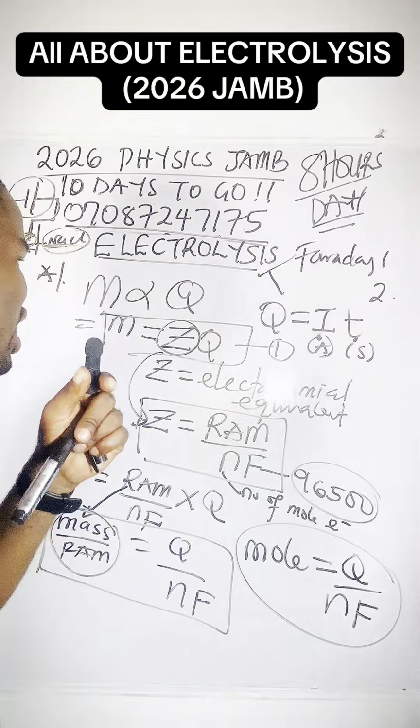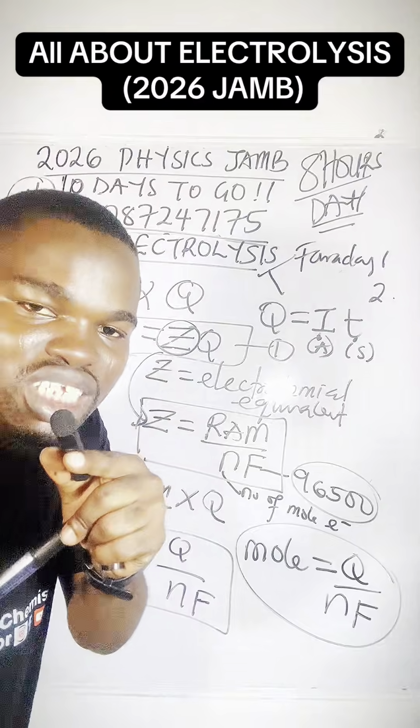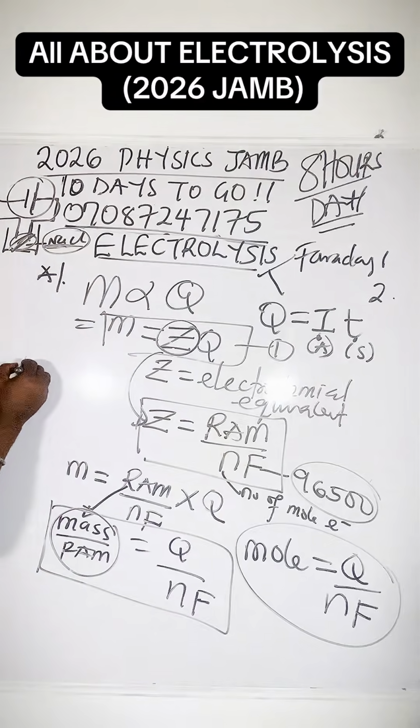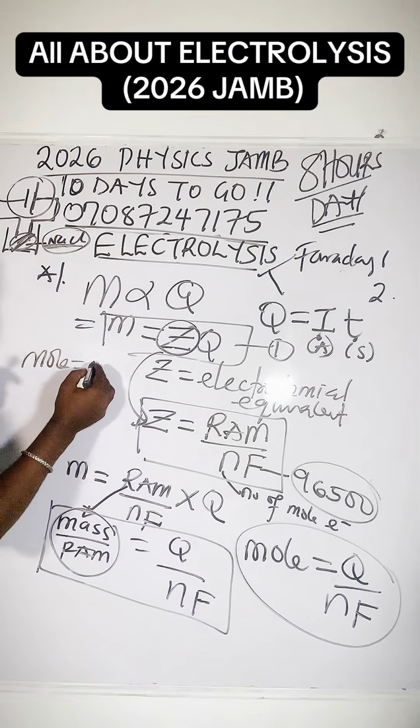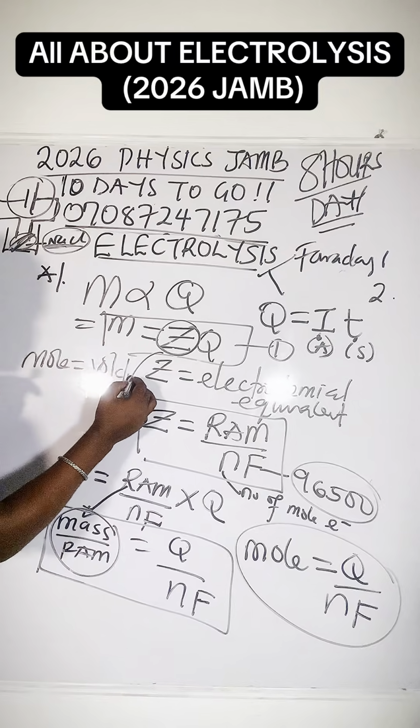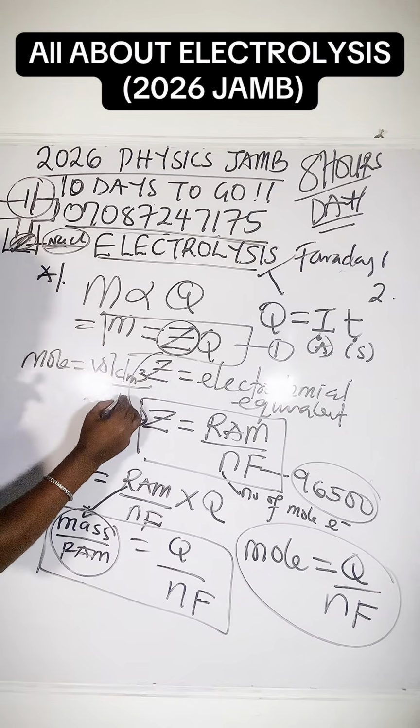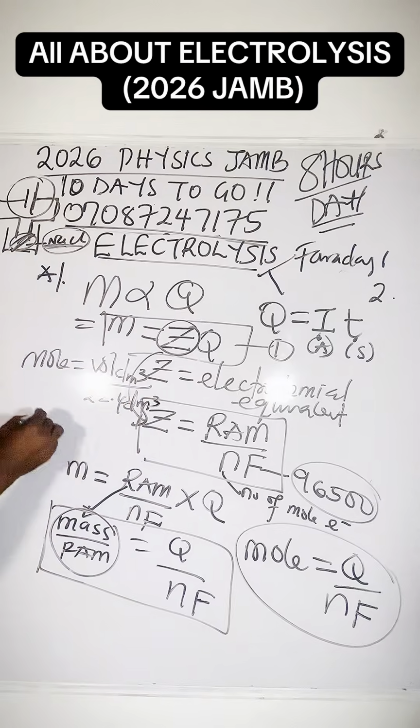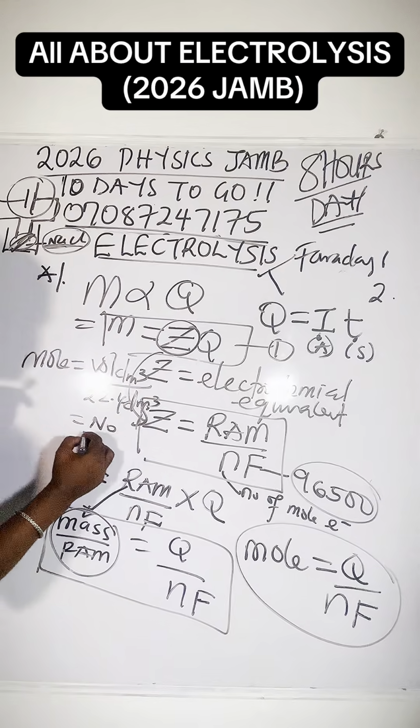So when they ask you for volume, or anything, you just have to calculate the mole, because you know that mole can be linked to a lot of things. What can it be linked to? You can say mole equals volume in dm³ over 22.4.